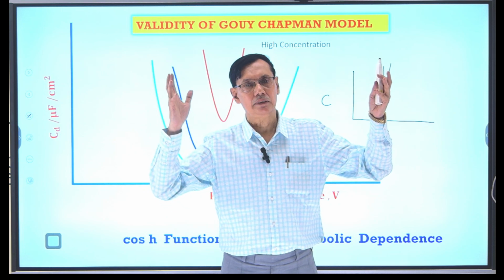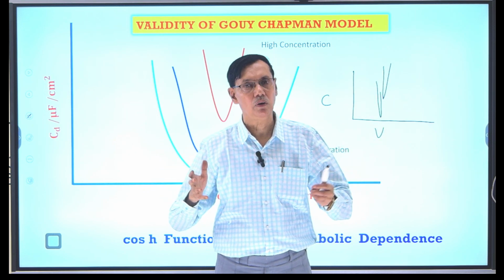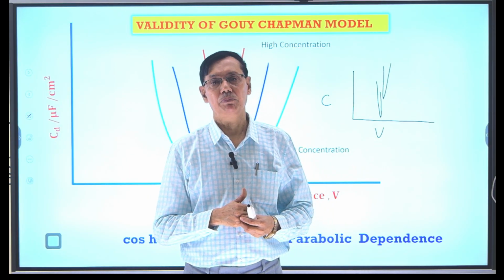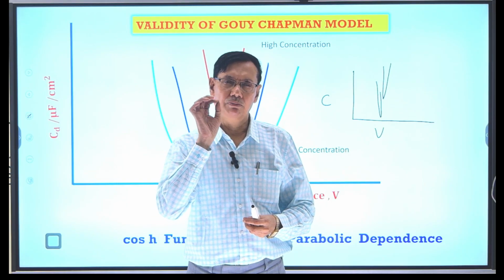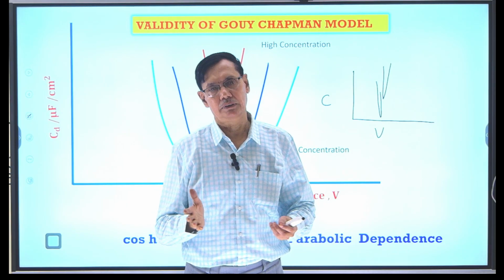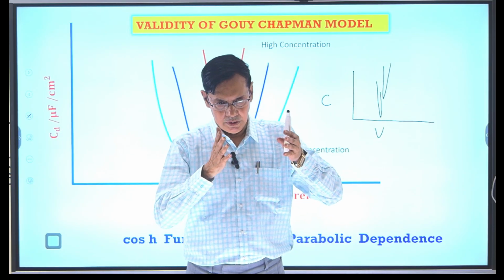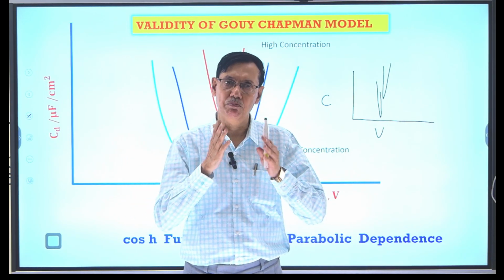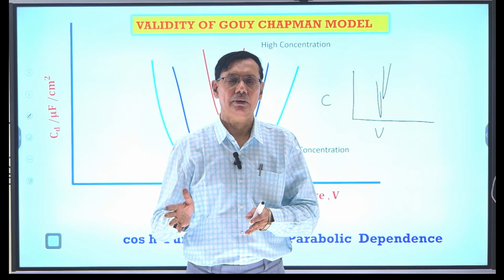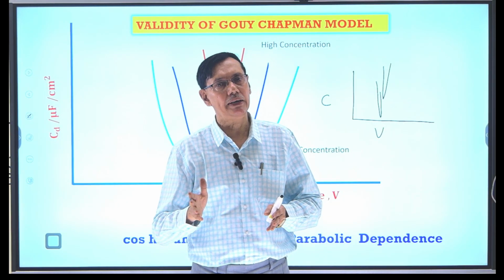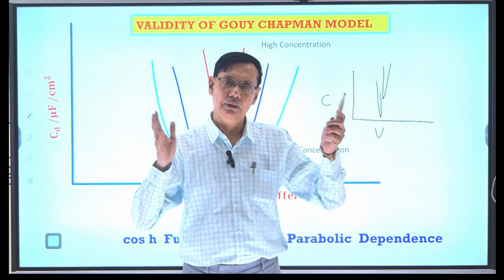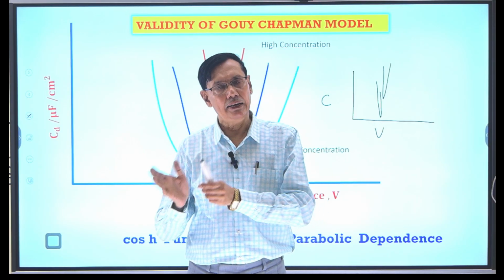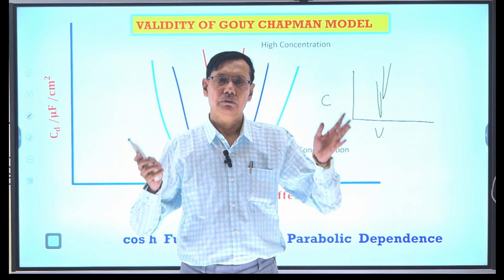And the great scientist Otto Stern, a Nobel laureate, modified this Gouy-Chapman theory and gave a more realistic situation where he considered the compact layer, because here there is no compact layer, only a diffuse double layer. He considered the compact layer as well as the diffuse double layer, the inner Helmholtz plane as well as the outer Helmholtz plane, and using the Helmholtz model and this Gouy-Chapman model, he produced the final model.